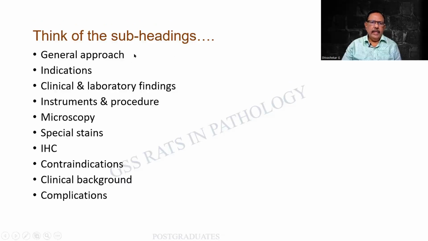There will be a general approach, indications, clinical and laboratory findings, instruments, microscopy, special stains, IHC, contraindications, the clinical background as such, and the complications. Now, what will be important will be the request form, in which we have got umpteen number of details because the liver itself is huge and it has to be superimposed on the other findings.